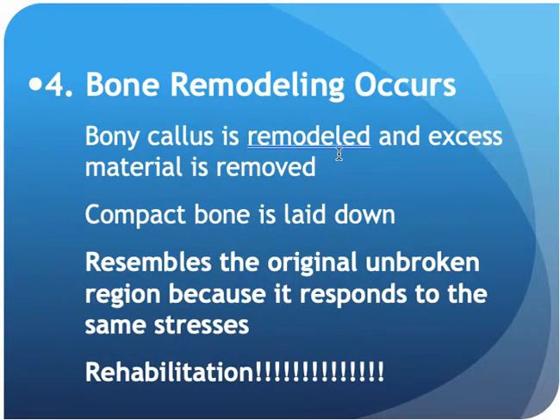Number 4, bone remodeling is going to occur. The bony callus is remodeled and excess material is removed. Anybody who's ever broken a bone can often feel that callus, that bump on top of the bone, but over time your body is going to try to remodel that, and it's going to remove as much excess material as it possibly can. We're laying down compact bone at this point, and it's going to resemble the original unbroken region because it responds to the same stresses.